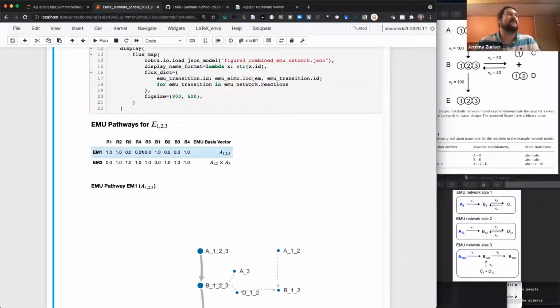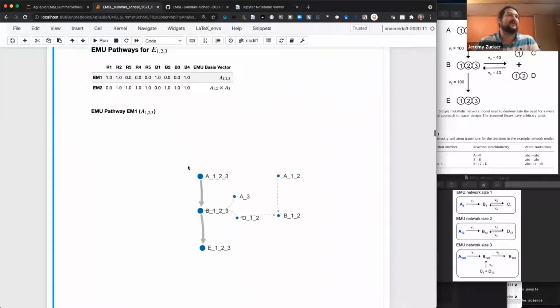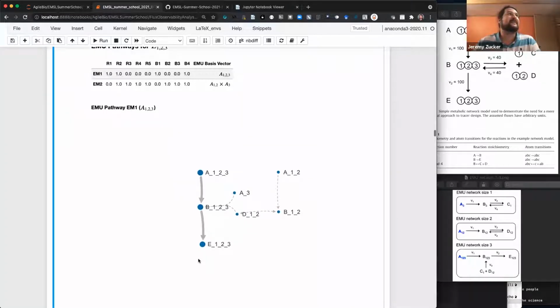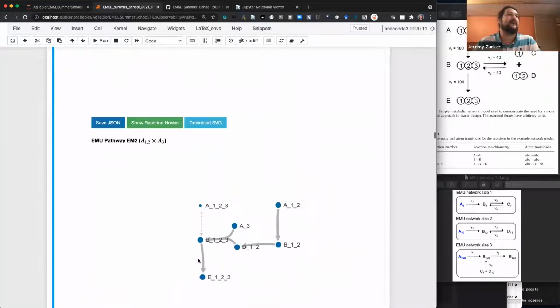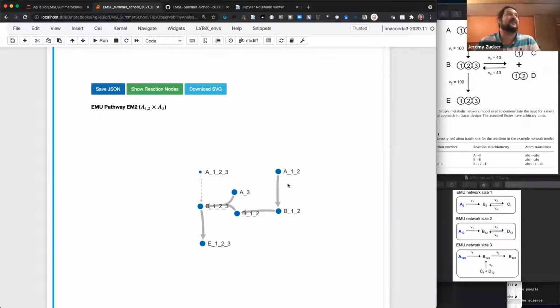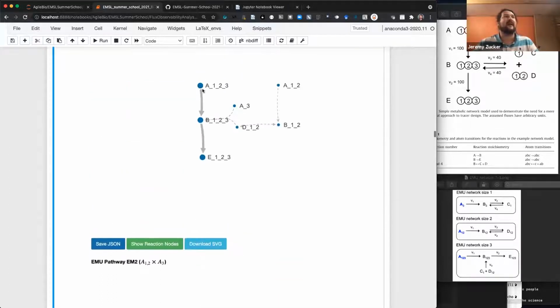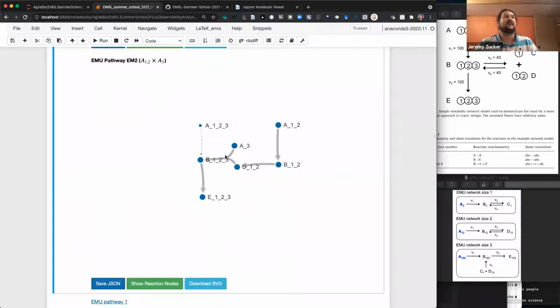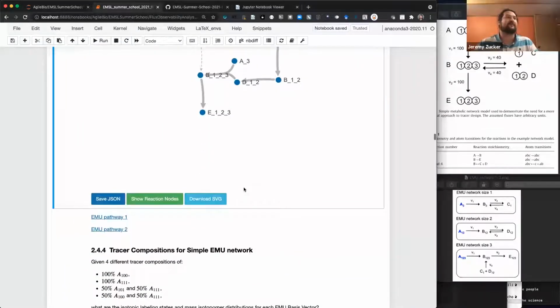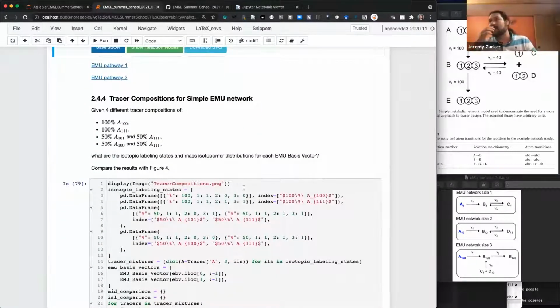So the first EMU pathway is A123, and that's what this looks like. And the second EMU pathway is A12 convolved with A3, and that's what this pathway looks like. And so what we're saying is, okay, this MID here is the result of combining A123 with this other pathway, this A3 convolved with A12, to form A123. So let's see what happens when we send different tracer combinations through that EMU network.